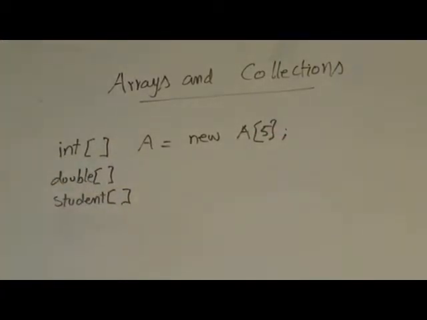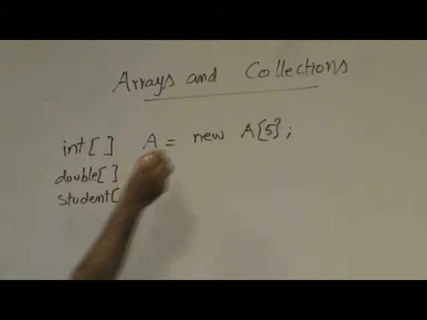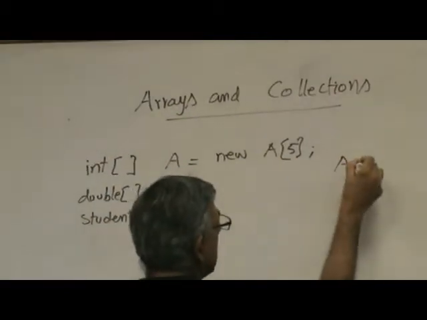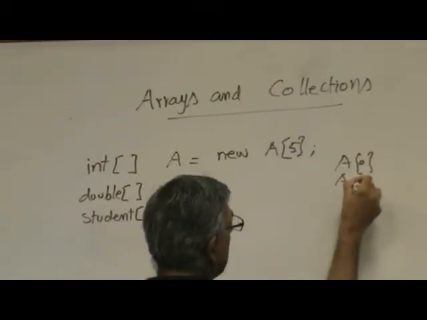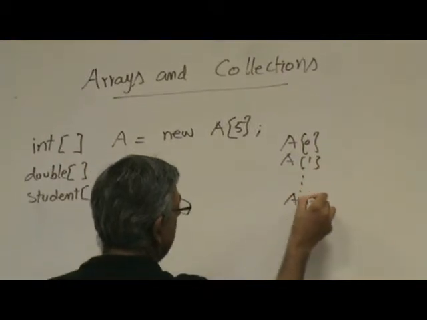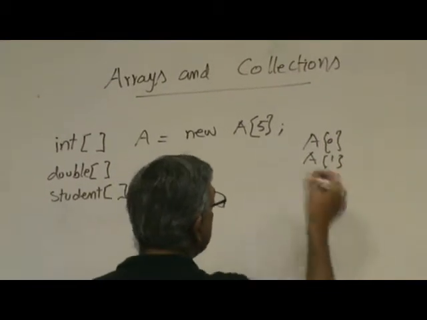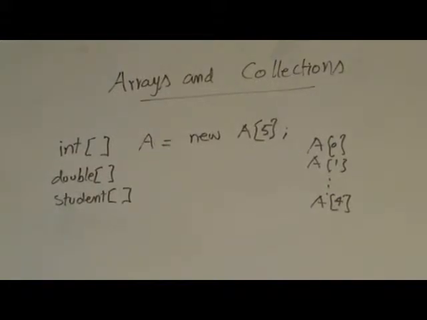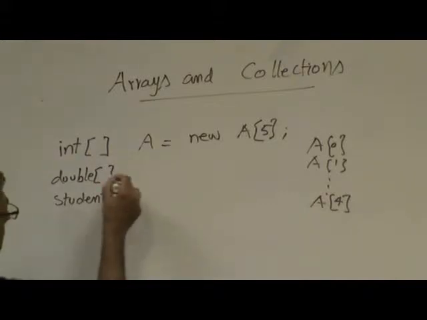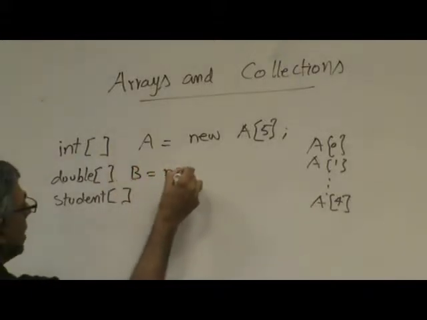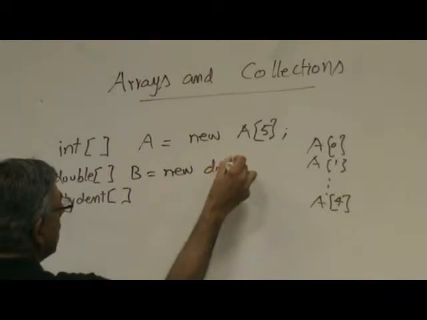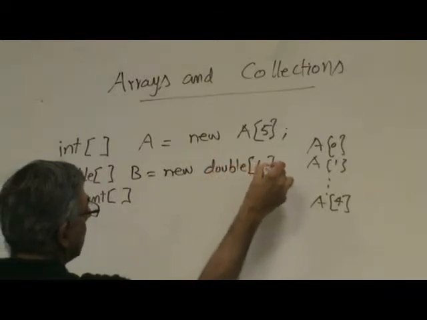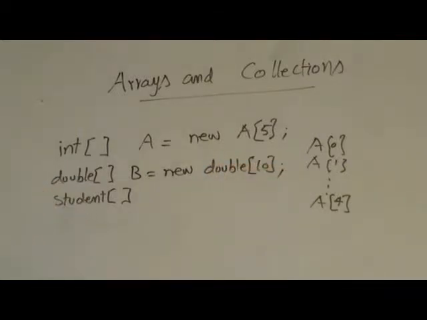Then how many memory elements will this give us? This will give us A0, A1 up to A4. So 5 memory elements. And from that point on, you can store anything in one of these locations or read it. So it's pretty straightforward. Same way, name of the array, new double. For example, if you wanted to create an array of size 10, you will indicate like this.